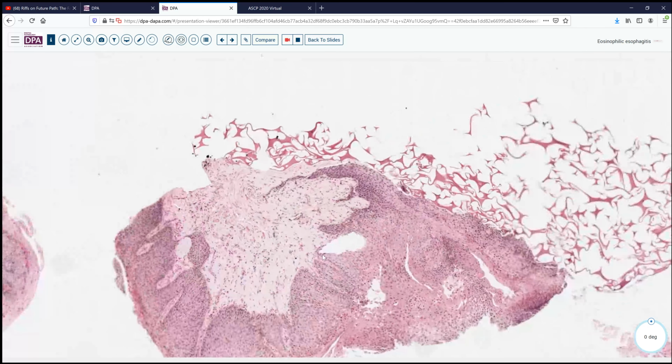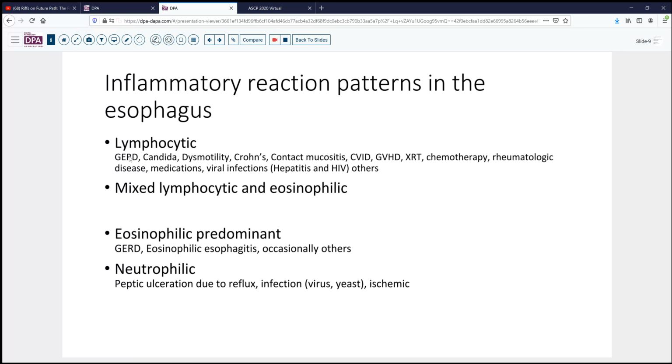Of course, the reaction patterns that we can see in the esophagus are of several types. We can see a lymphocytic pattern, which can be seen with a lot of those squiggly lymphocytes between the keratinocytes that can be due to a variety of causes. Reflux disease, yeast infection, dysmotility, Crohn's disease can sometimes present with this problem, contact irritation, as well as combined variable immunodeficiency, graft versus host, radiation therapy, chemotherapy, other sort of specialized circumstances can give you this disorder.